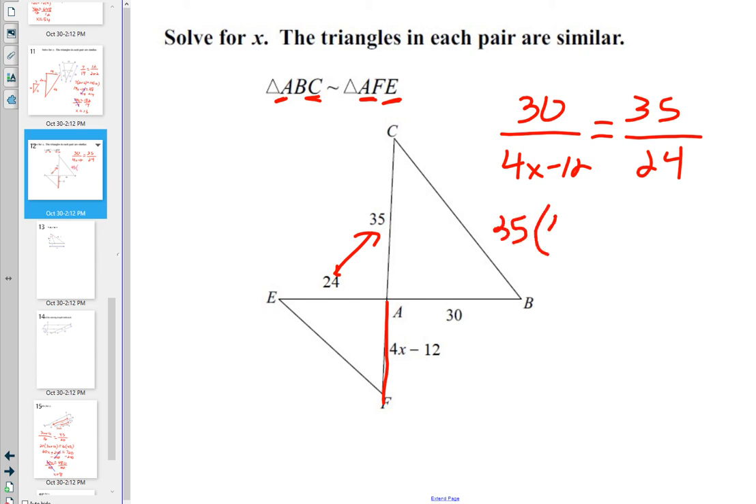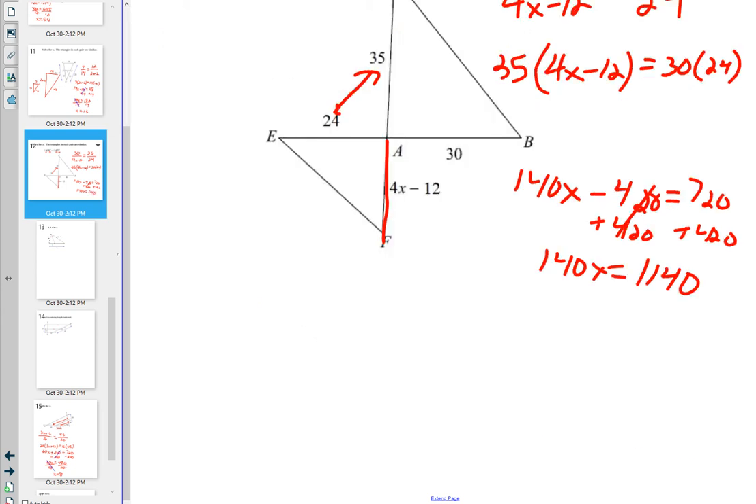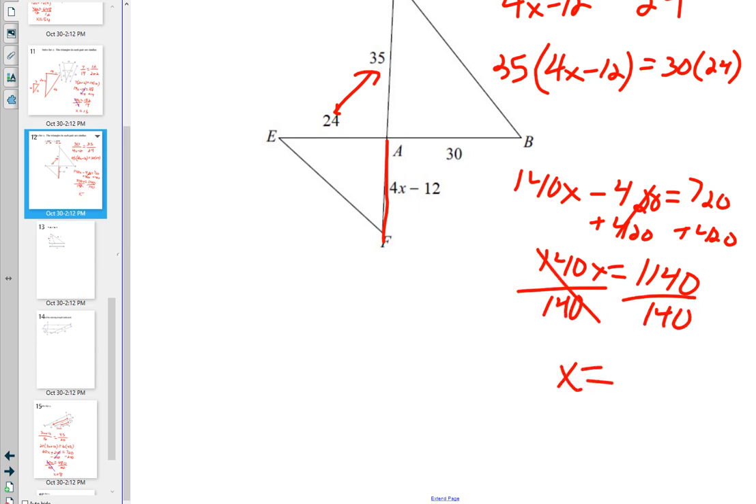So calculator time. 35 times 4x minus 12 is equal to 30 times 24. That's 140x minus 420. Check my math. Is equal to 720. Plus 420, plus 420. 140x is equal to 1140. And then if you divide by 140, what's x equal to?